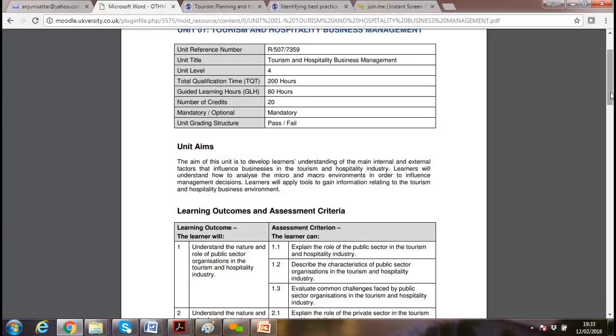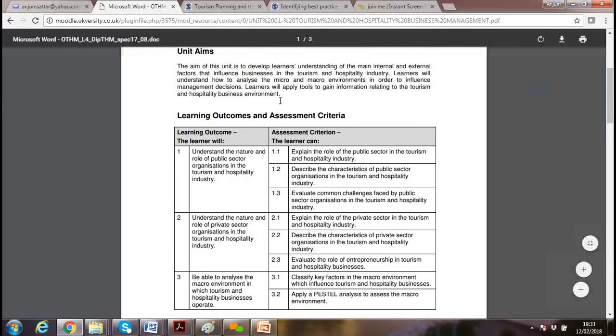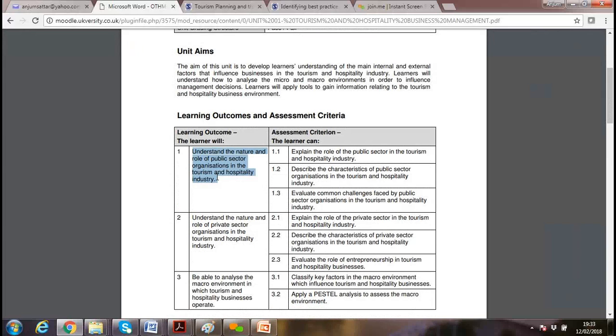So this unit is all about travel and hospitality business management. Within travel and hospitality, how we'll manage our business. So our first learning outcome is to understand the nature and role of public sector organizations in the tourism and hospitality industry. Public sector. What is meant by public sector then?